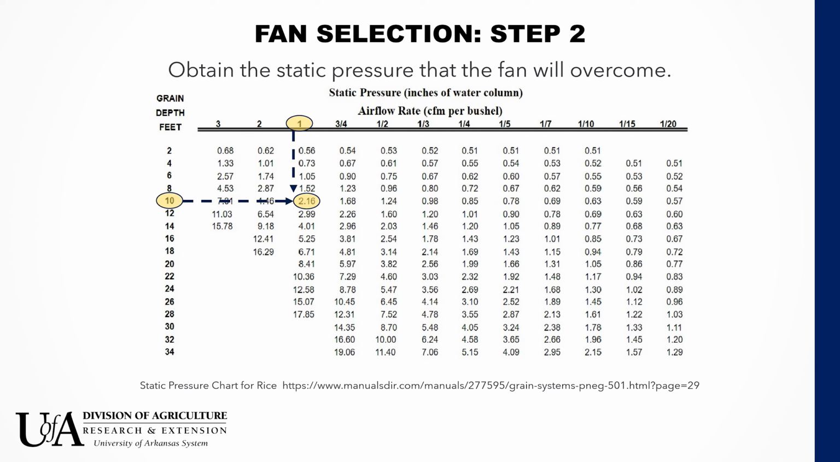If we double the grain depth to 20 feet, we would expect a static pressure at the same airflow rate to be 8.41 inches of water. So naturally, doubling the depth does not necessarily mean a doubling of the static pressure. The static pressure increases several-fold by just doubling that grain depth.